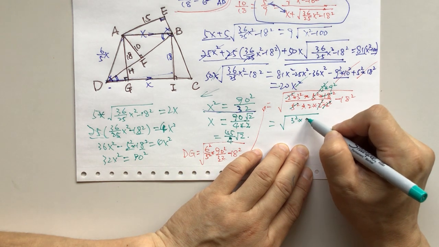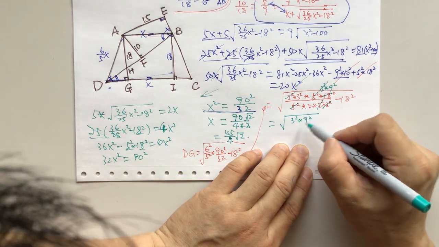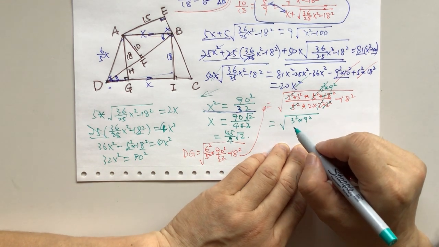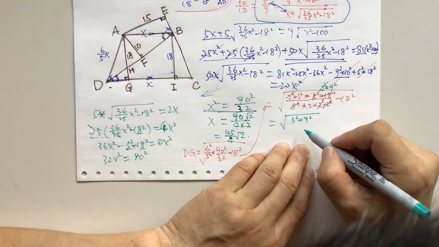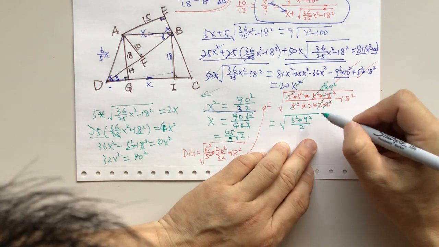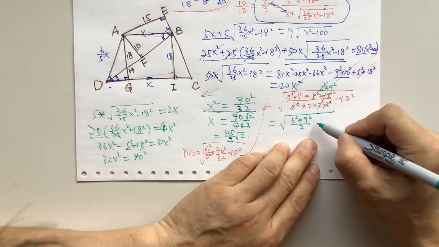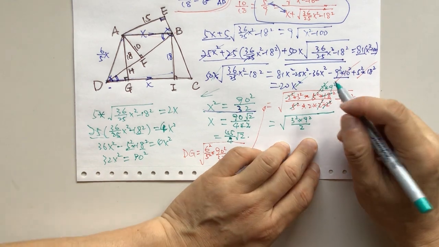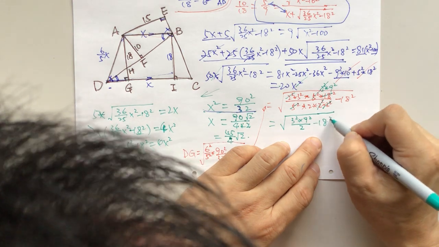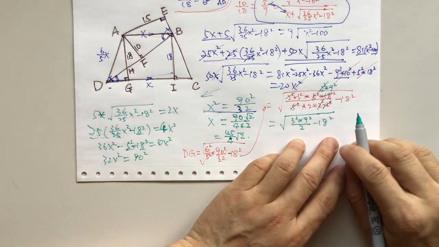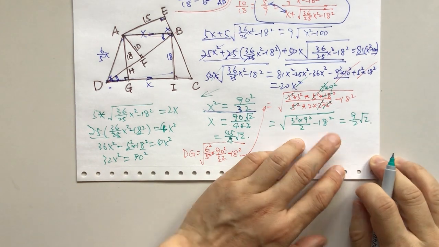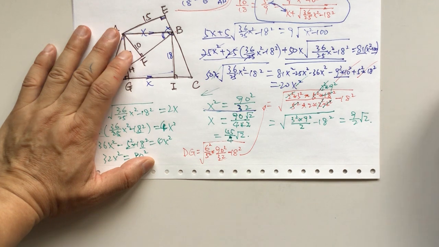So got another, and this one just the 9 squared, so equals square root of 3 squared times 9 squared over 2, right? Then minus 18 squared. So finally we got which one? So 9 of square root of 2, right? Yes.